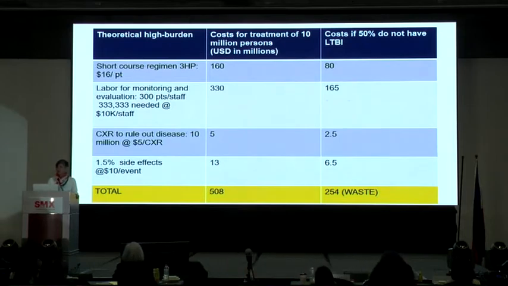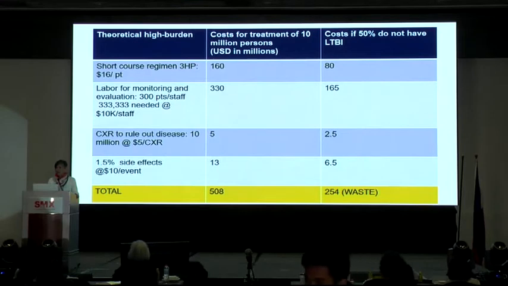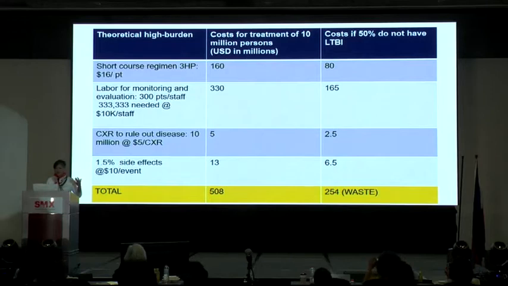So I just wanted to have you all think about this. Now, if you don't have an accurate test, for example, you're just treating without testing, or you're testing with, say, the skin test and you have 59% specificity, these are just my own rough calculations. If you have a short course regimen of 3HP, and this is wrong, I think it's $15, not $16, and you're testing 10 million people, it will cost you $160 million in treatment.